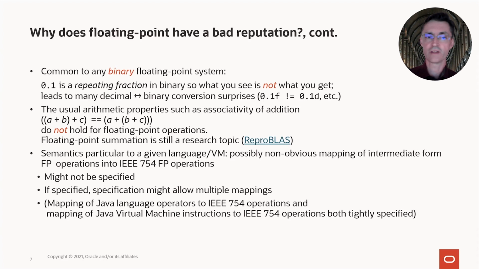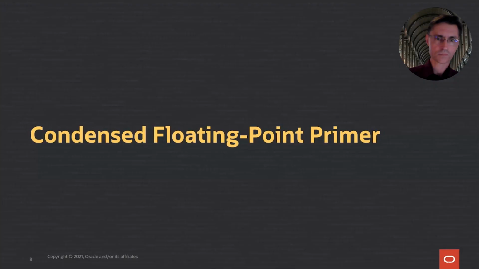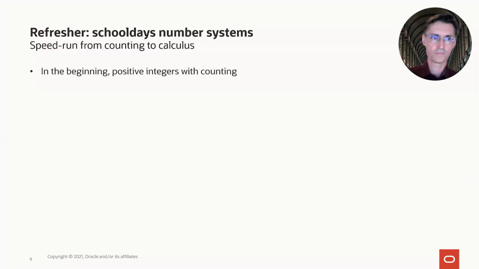The semantics of a given language or VM might have a non-obvious mapping from operations within that language to the IEEE 754 operations. Now in Java, we do have a tight mapping from the language and virtual machine operations to IEEE 754, so that's less of an issue there. All right, now we can move on to the condensed floating point primer.